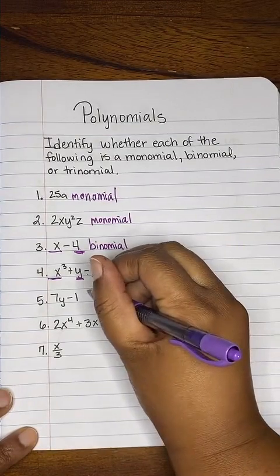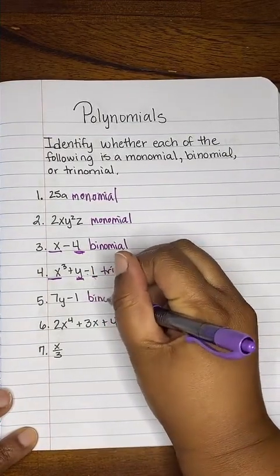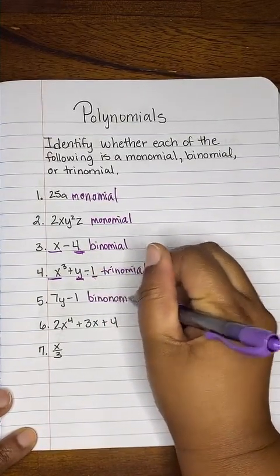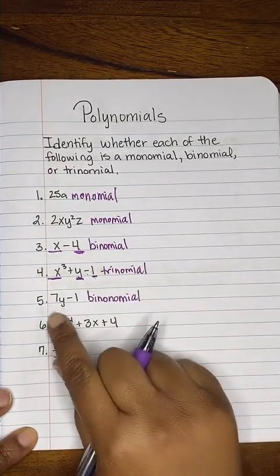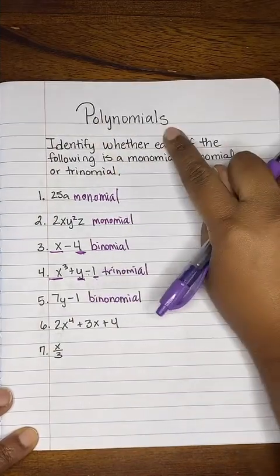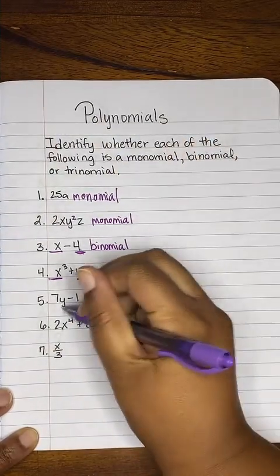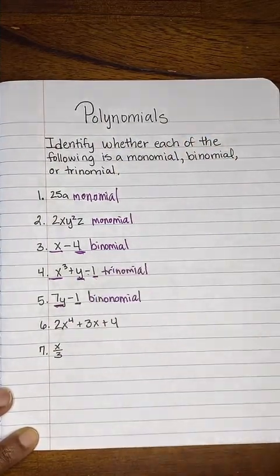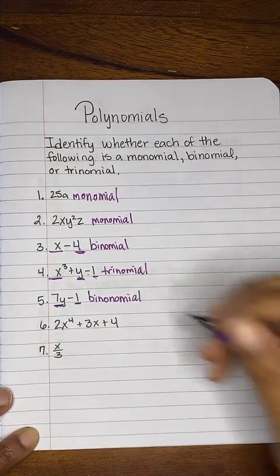Good. Mon said binomial. Perfect. It is a binomial. All of these terms fall under polynomials. It's binomial because it's only two terms. Perfect. I think everybody's getting it.